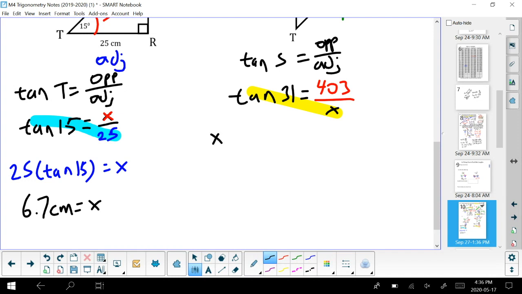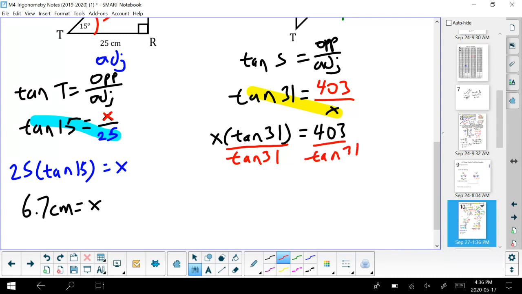So we get x multiplied by the tangent of 31 is equal to 403. Let's divide both sides by tangent of 31. Remember, tangent of 31 just gives us a ratio for that angle of 31 degrees, and it's just a number. So if it helps you out, dividing by tangent of some number, so tangent of 20 will just give you a number. We could pretend it's 5.